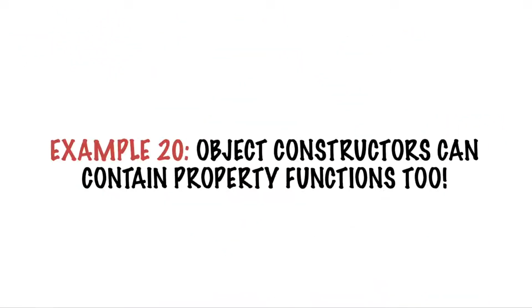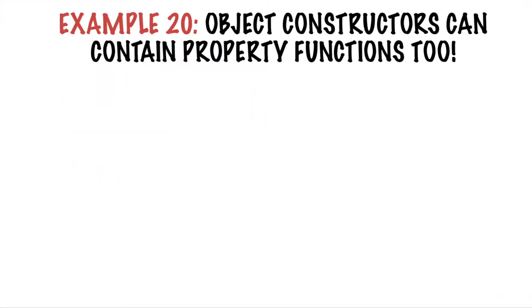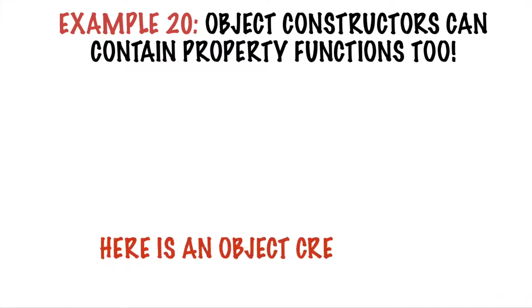In the last example, we saw how to define a function as a property of an object using JSON notation. What can be done using JSON can be done using an object constructor. Object constructors can also contain property functions, and they behave exactly like property functions that you would define using JSON notation. Let's see this in action.